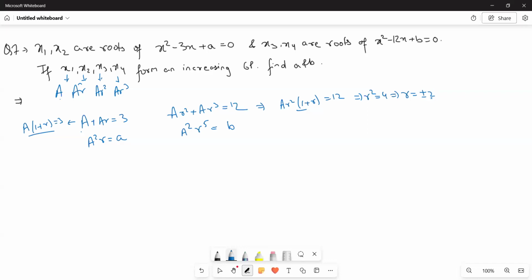Plus 2, because it is given that it's an increasing GP. So R has to be positive. R has to be greater than 1. So now if R is 2, what do we get for A?